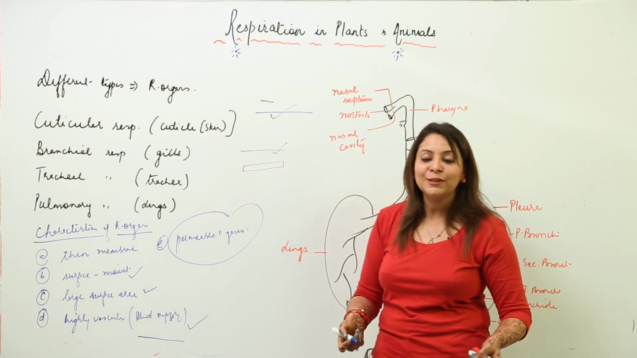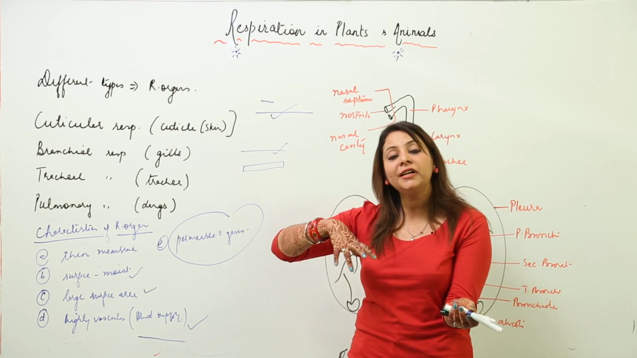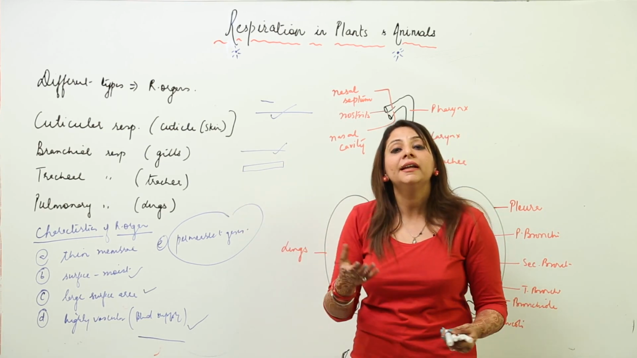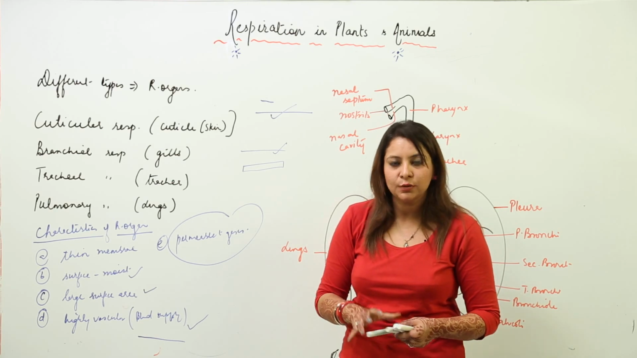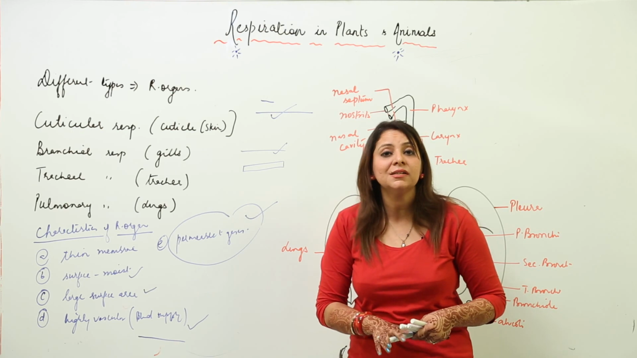Because if the surface is not permeable, if it doesn't allow anything to go inside, then how is the gas exchange going to take place? So obviously the permeability is very important. Permeability to gases is very important.